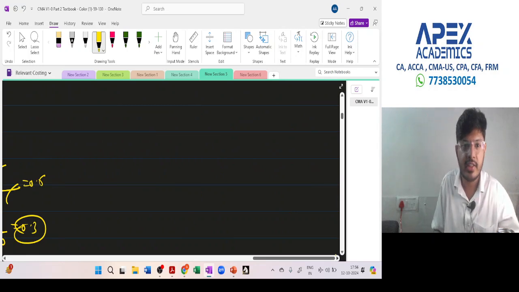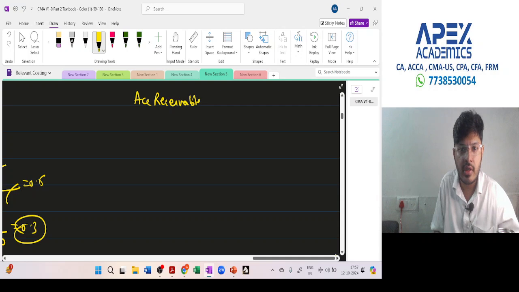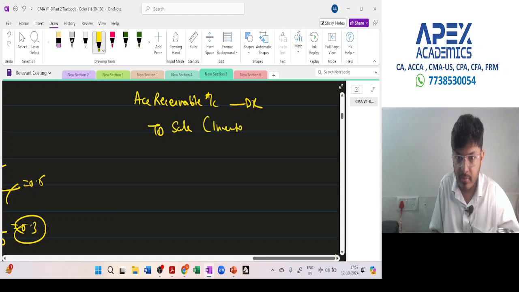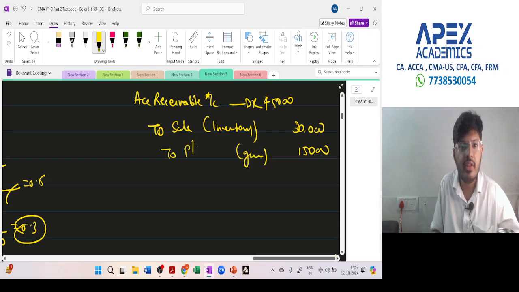Journal entry for credit sale. Debit what comes in? Sir, accounts receivable account debit to sale. Sir, this is nothing but my inventory going out for 30,000, coming in for 45,000, and sir, 15,000 is my gain. I will credit it to P&L.